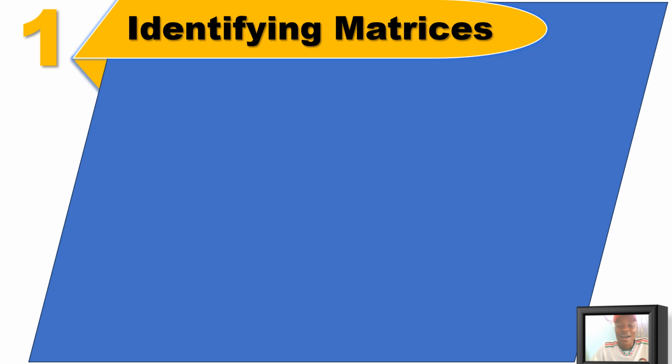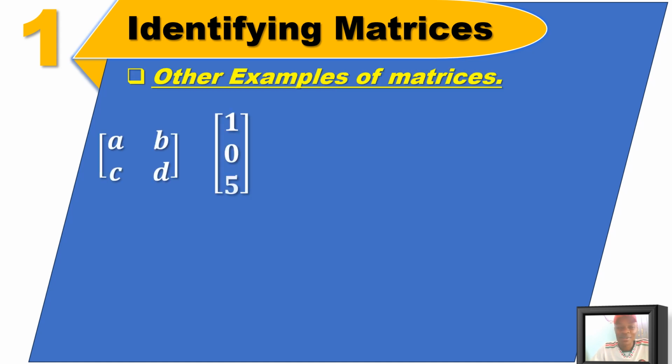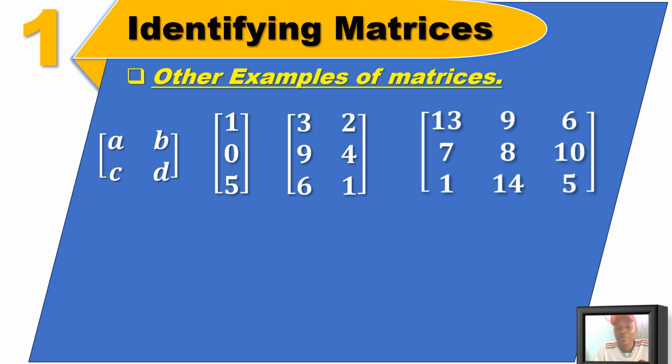Okay, identifying matrices still. Let's look at the other examples. I have given several of them. The first one, A, B, C, D, and then the second one, 1, 0, 5, is actually a column matrix, normally used to represent vectors. You will learn that later. Then we also have 3, 2, 9, 4, 6, 1. It's another matrix. Then we have 13, 9, 6, 7, 8, 10, 1, 14, 5. That is also another example of a matrix.